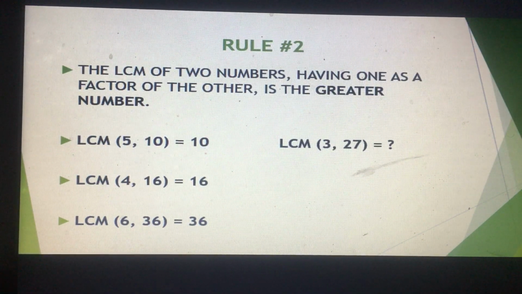The LCM of 3 and 27, you can guess, will give you 27 because 3 is a factor of 27. You can divide 27 without leaving a remainder, and 27 is the greater number out of the two. And that is rule number 2. So once presented two numbers such that one of them is a factor of the other number and the other number is a greater number, then the LCM will certainly be the greater number, so you don't have to compute anything or think about it too much.